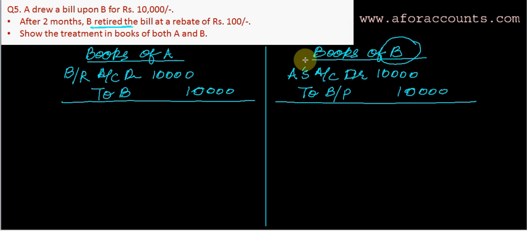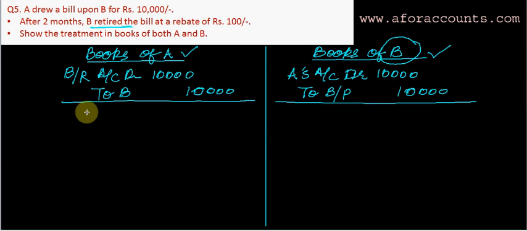So rebate is an expense for the drawer and it is income for the acceptor of the bill. So we will pass the entry, 100 rupees is the rebate. Now A will not get the full 10,000 rupees. He will get 10,000 minus 100, that is 9,900, and the bill retires before the due date because the payment is made before the due date.